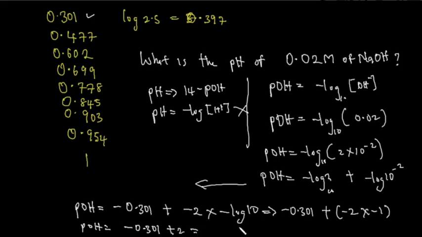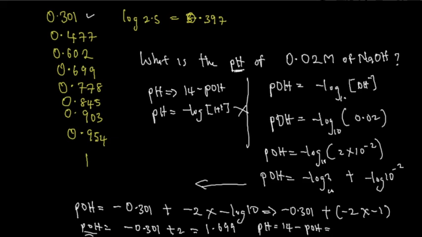Okay, so what's our answer? So that's 2 minus 0.301, 1.699. Please take at least 3 decimal places. 1.699. Is it not? Good. Now, with this said, we have gotten the pOH. But please, what did the question say? What is the pH? So please, what do you do to find the pH? pH is equals 14 minus pOH.